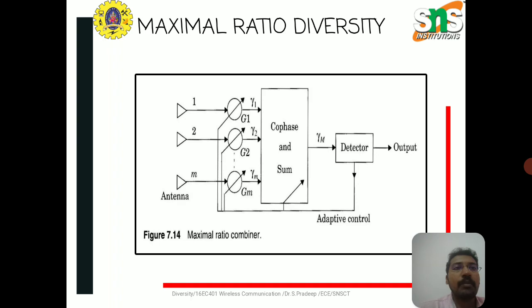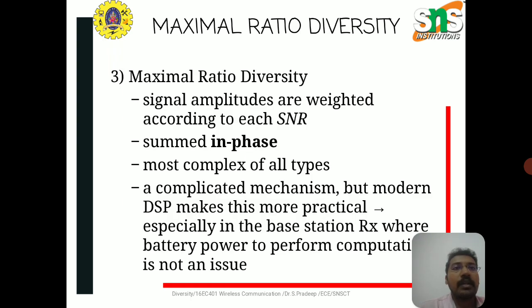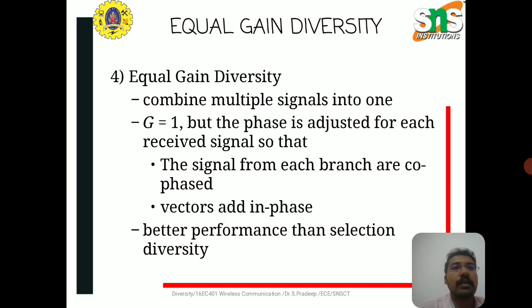Maximum ratio combiner diversity. In this, signal amplitudes are weighted according to each SNR and summed in phase. The maximum ratio diversity is the most complex of all types. It is a complicated mechanism, but modern DSP makes this more practical.